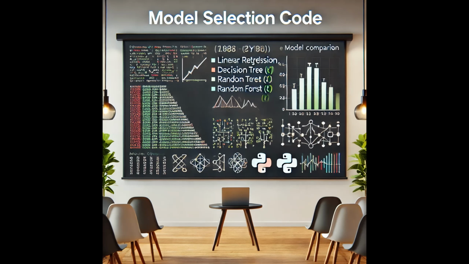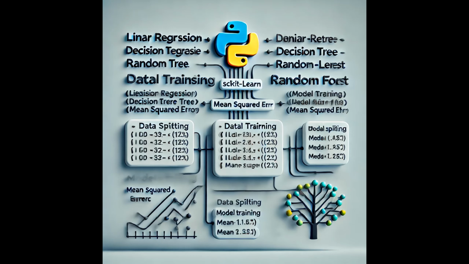Linear regression model. We create and train a linear regression model using LinearRegression. It's a simple and interpretable model that assumes a linear relationship between the features and the target variable, house prices. Decision tree model. A decision tree regressor is trained using DecisionTreeRegressor. It splits the data into branches to make predictions, which can capture more complex relationships in the data.